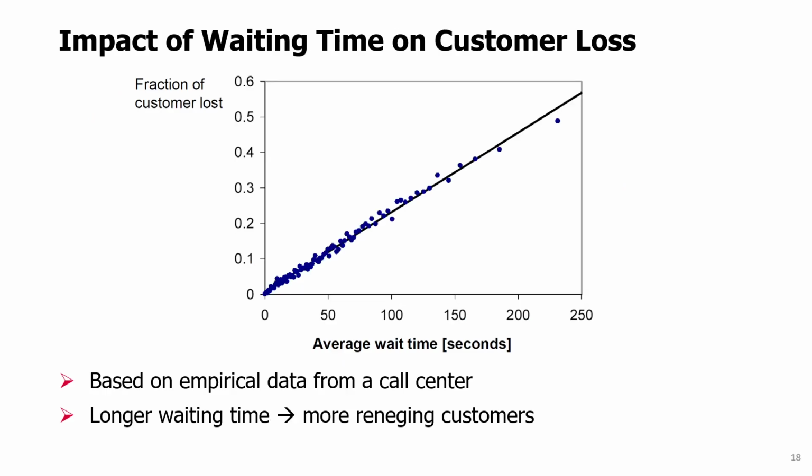What about waiting time and reneging customers? This is a chart that shows data from a certain study that observed an actual system. When average waiting time at some periods of time was small, the fraction of customers lost because they gave up and disconnected after waiting some time was small. As the average waiting time increased, the percentage of impatient customers increased. It was interesting that this study showed an almost linear relationship between the average waiting time and the fraction of customers lost.